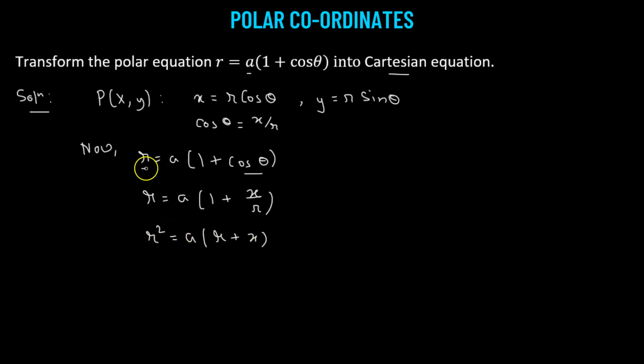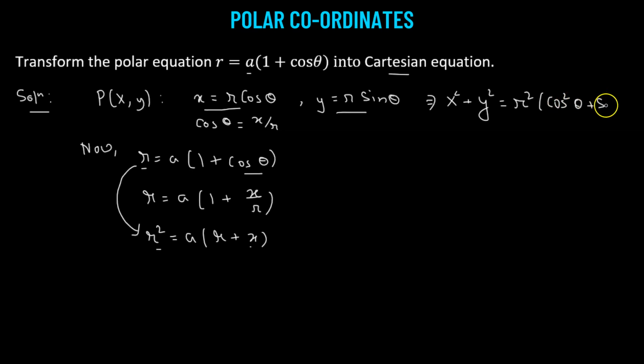Now we have the polar equation converted to a form which contains r as well as x. Now, how do we replace the value of r? Using the equations x equals r cos theta and y equals r sin theta, if we take the square of x and add it to the square of y, then this is equal to r squared times (cosine squared theta plus sine squared theta). Now cosine squared theta plus sine squared theta is a standard identity with a value equal to 1. So x squared plus y squared will be equal to r squared. Or we can say r is equivalent to the square root of x squared plus y squared.